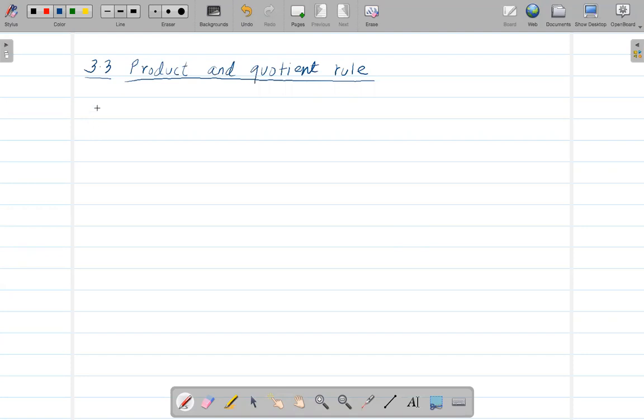Let's say we have a function y equals 2 times x to the power 4. All right, and I want to take the derivative of this. So y prime, I can use the power rule, right? Using the power rule.